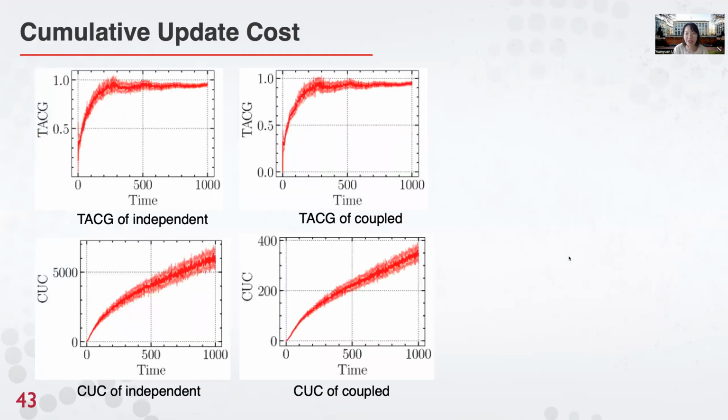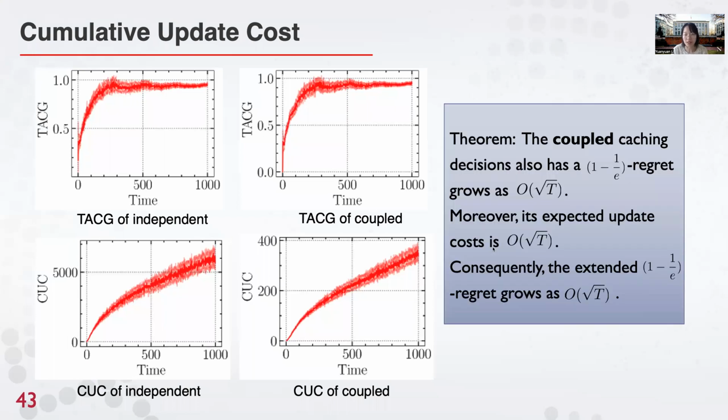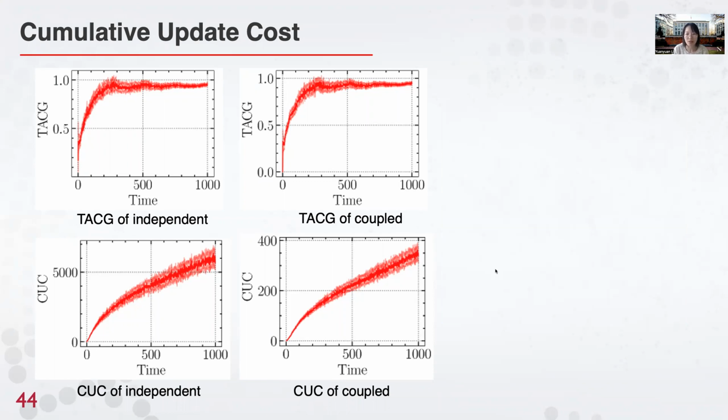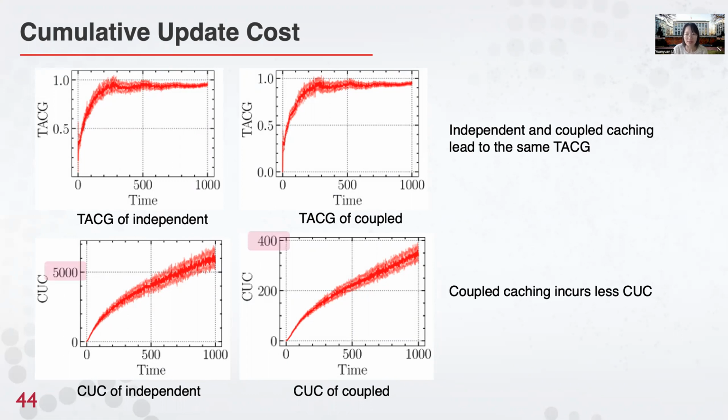Then we want to compare caching gain and update costs incurred by the independent caching decision, shown on the left, and the coupled caching decision, shown on the right. Recall that the theorem states that both decisions lead to the same caching gain in expectation. This is also verified experimentally by the results in the first row. We observe that they both lead to almost identical time average caching gain. We also observe that the accumulated update costs, shown in the second row, are vastly different across the two. The cumulative update cost of the independent one is more than 15 times that of the coupled one.